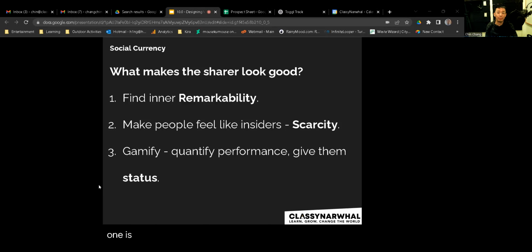The third one is gamification. In and around gamification, you're thinking about how you can quantify performance, because people like to brag. People like to be the leader, right? Having leaderboards, those kinds of things. Thinking about different ways where you can make people feel more valuable and thus motivating them to share more. So I'll go into some examples in and around these three things to help you understand them a bit better.